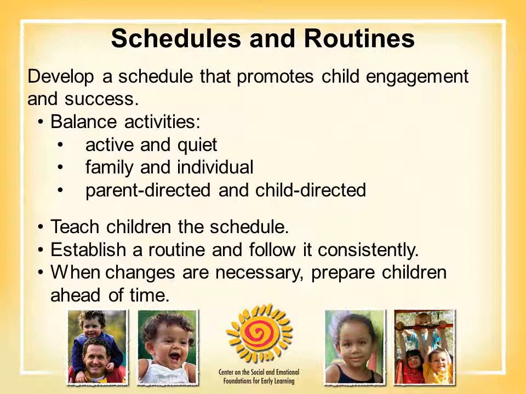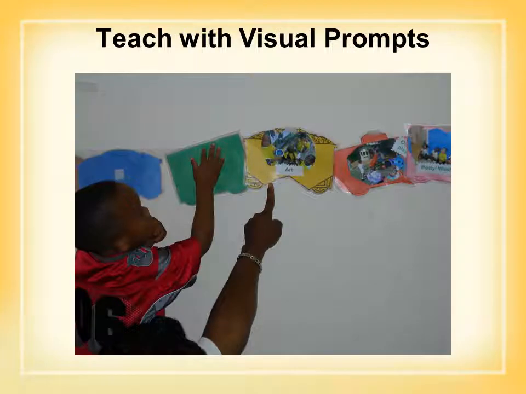Teach children the schedule. Establish a routine and follow it consistently. Most children do well with at least a moderate routine. And when changes are necessary, prepare them ahead of time. With younger children, you can teach with visual prompts. You can put up a calendar Monday through Friday, and if you have a particular class, like you go to art every Wednesday, you can put a specific color or picture there. You can have a timeline on the wall so children can visually see when it's time to go to recess.